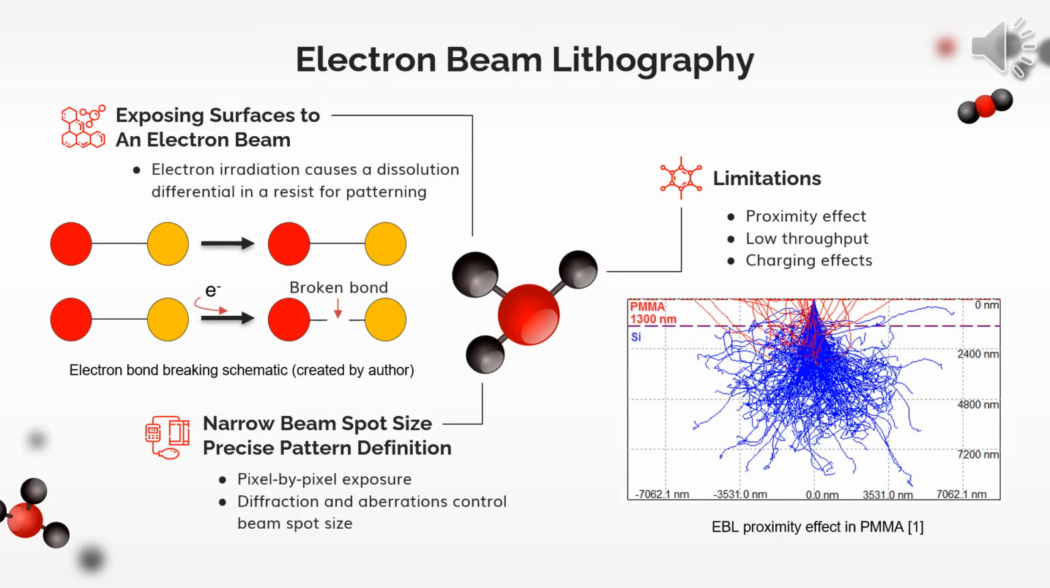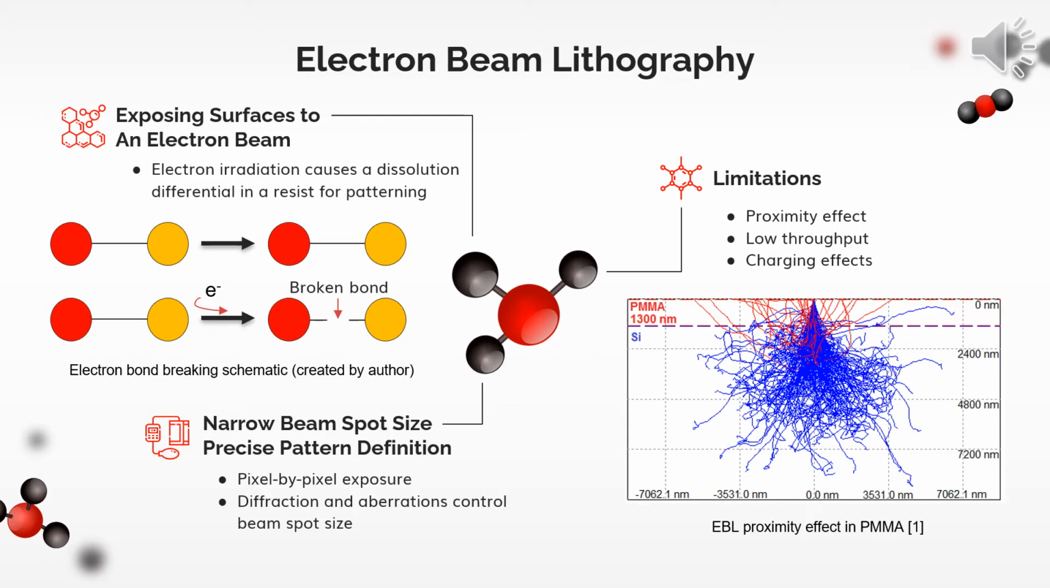Electron beam lithography is a pixel-by-pixel direct writing technique used for small-scale nanostructure fabrication. It works by scanning a focused beam of electrons onto a resist surface. The electron energy breaks the bonds of the resist, changing its solubility. This schematic is visualized in the image on the left.